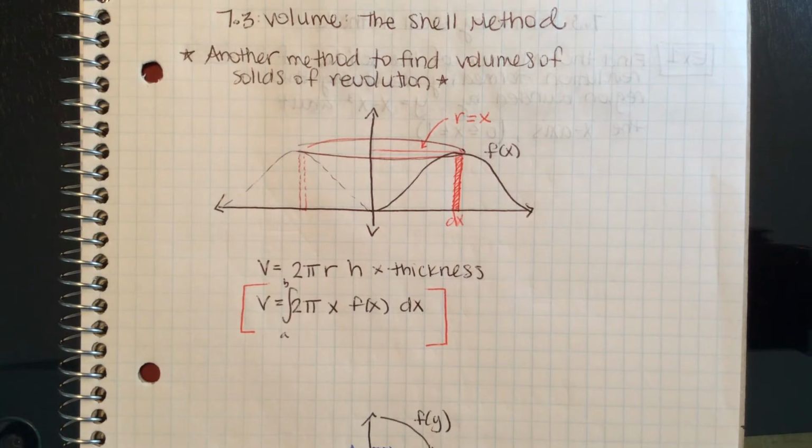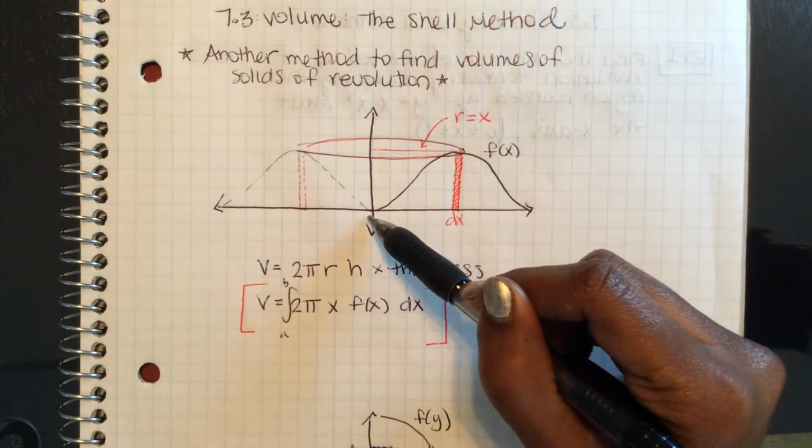Hey guys, welcome to our note 7.3, volume using the shell method. So this is another method to find volumes of solids of revolution. Sometimes you'll use disks, sometimes you'll use washers, and sometimes you can use shells. It's up to you to determine which method is the easiest to apply in a problem.